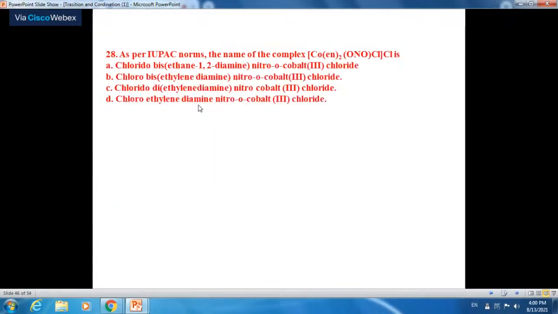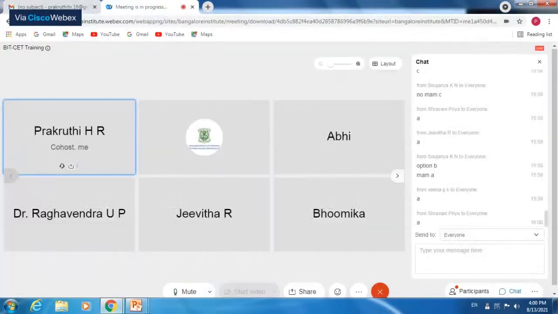Good. Okay, what is the IUPAC name of this compound? What is the IUPAC name of this compound? Fast. What is the answer for this? Shivani, you're telling A.